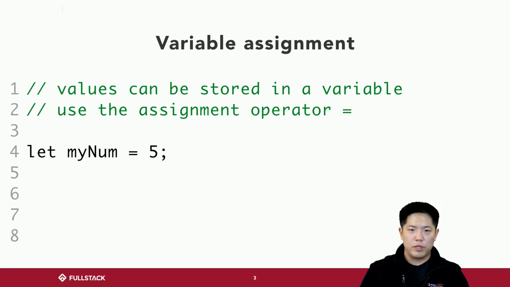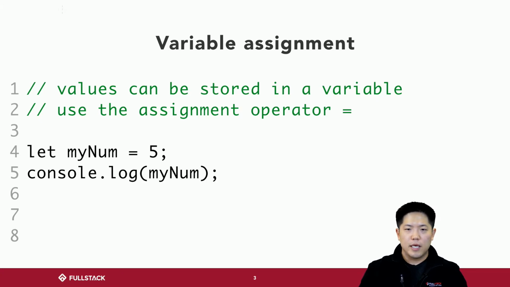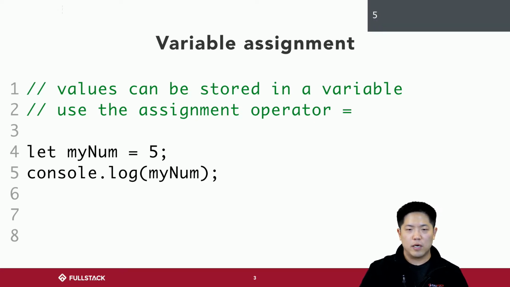Now, oftentimes people will read this as "let myNum equal 5." While that's also an accurate reading of it, I think it's much more efficient to think of it as "let myNum be assigned 5." And we'll see some cases where using the word equal might be confusing. Now, if we do a console log of myNum, we should expect to see the value 5. We've passed myNum into a console log, and myNum is storing the value 5.